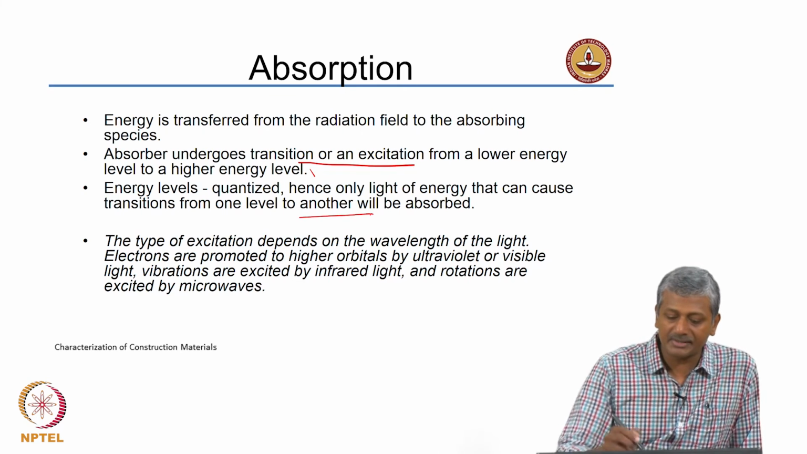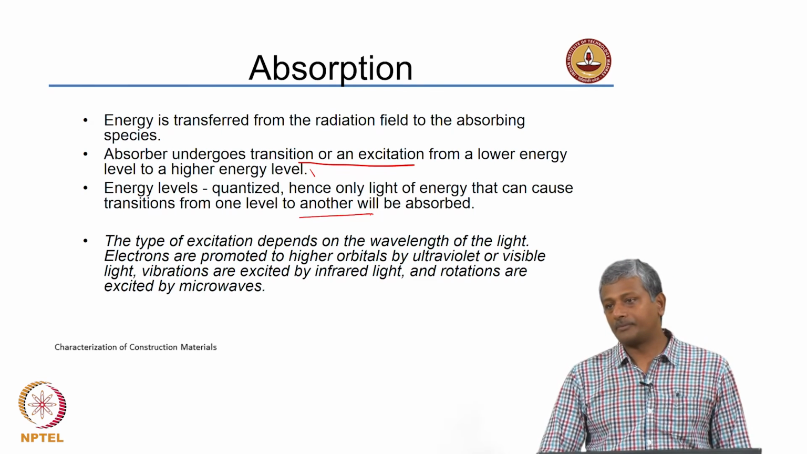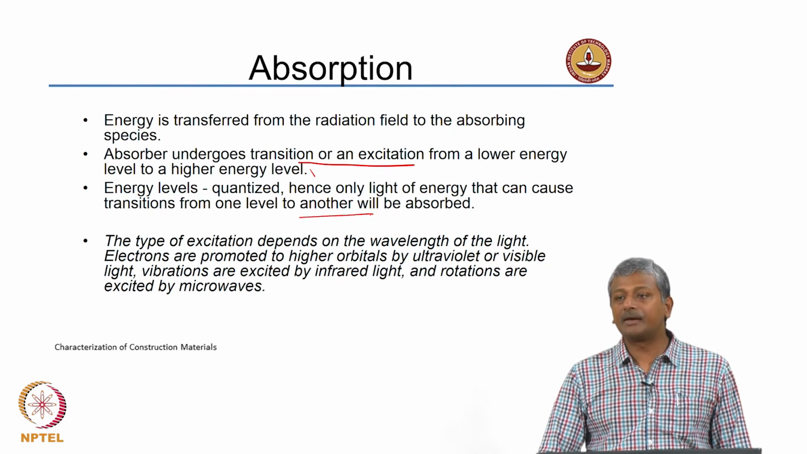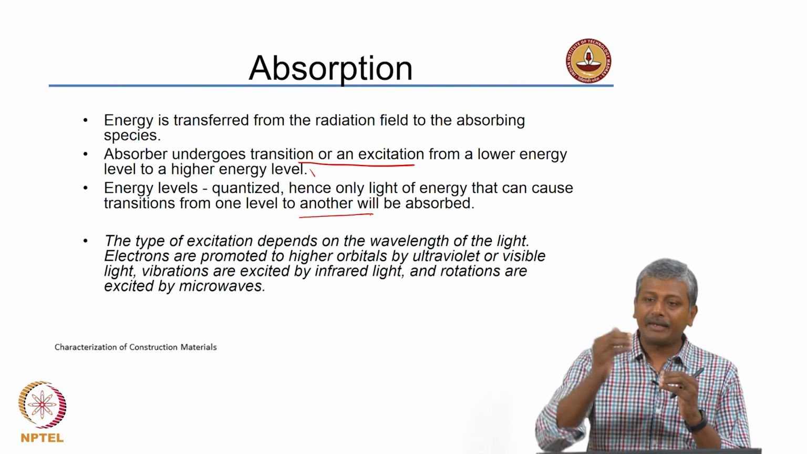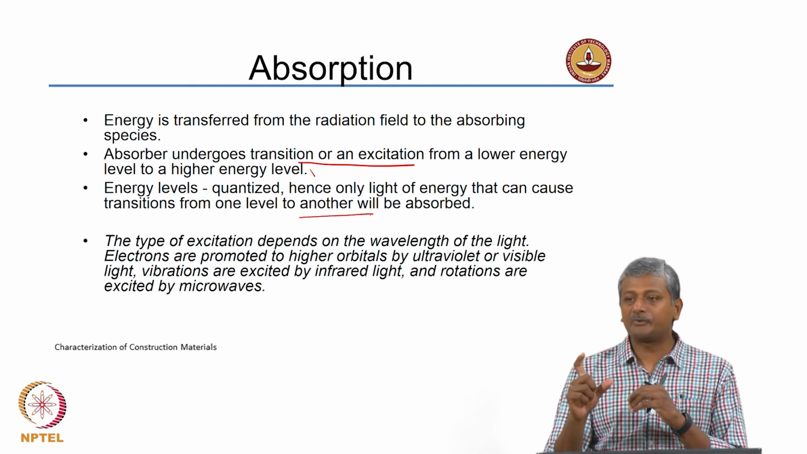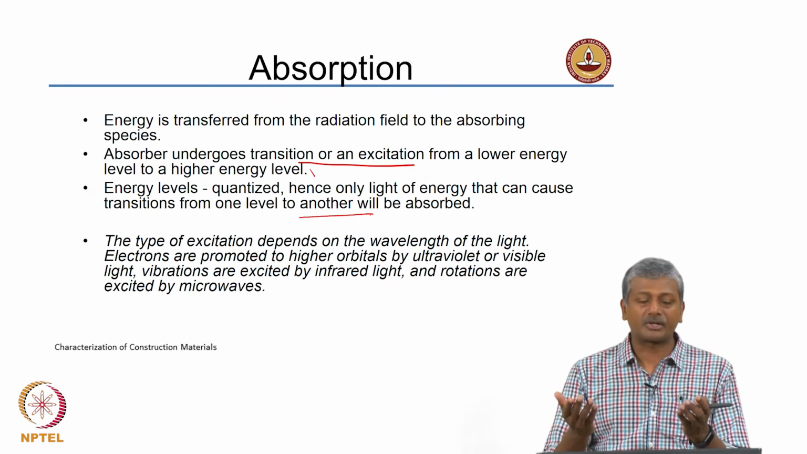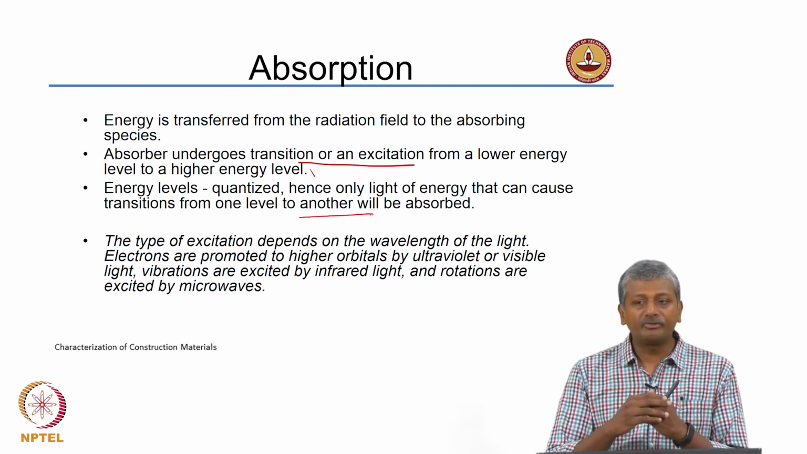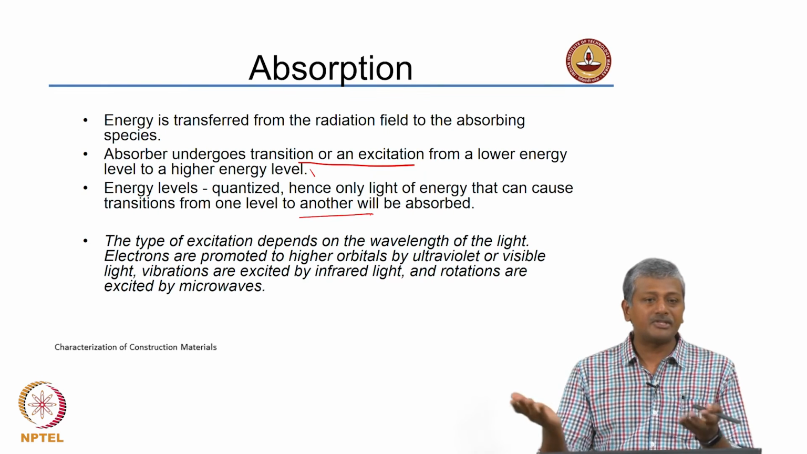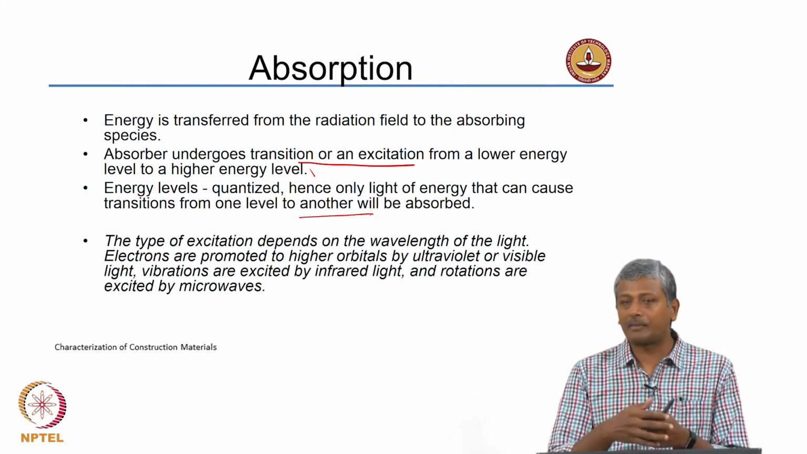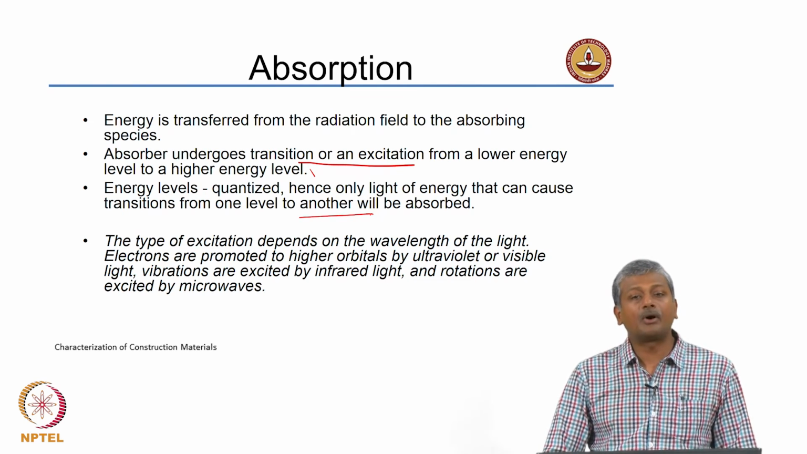So, energy levels are quantized, hence only light of energy that can cause transitions from one level to another would be absorbed. Okay. So, for instance, I want to have a transition from the L shell of the electrons to the M shell. The difference between L and M shells is very clearly quantized. You have learnt earlier in your electronic structure the formula for calculating energy of electrons in different shells. So, difference in energies can be related directly to hc over lambda, and from that you know exactly what lambda is, which is getting absorbed to create that kind of a transition. So, the types of excitation obviously depend on the wavelength of the light.